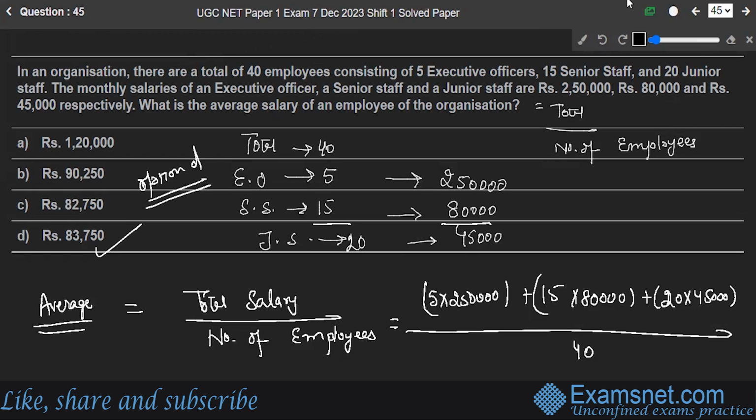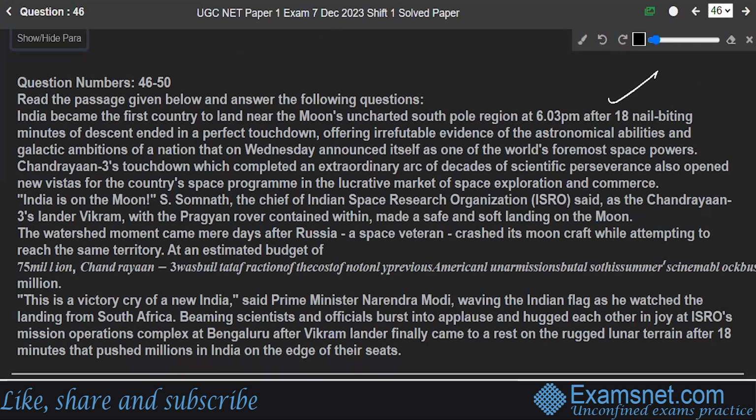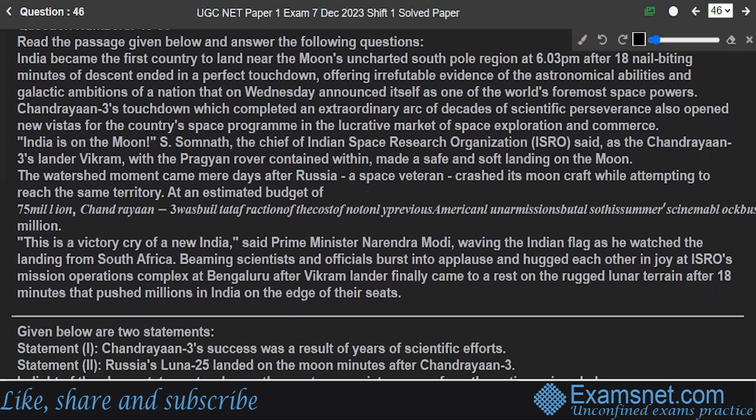Let's move to the next question. Question number 46. So now you're having 46 to 50. There are 5 questions left in this particular paper, and now they will be based on this paragraph. Read the paragraph very carefully, because all the 5 questions will be based on this only. So in a way you have 5 questions, one base. Let's go. Read the passage and answer.